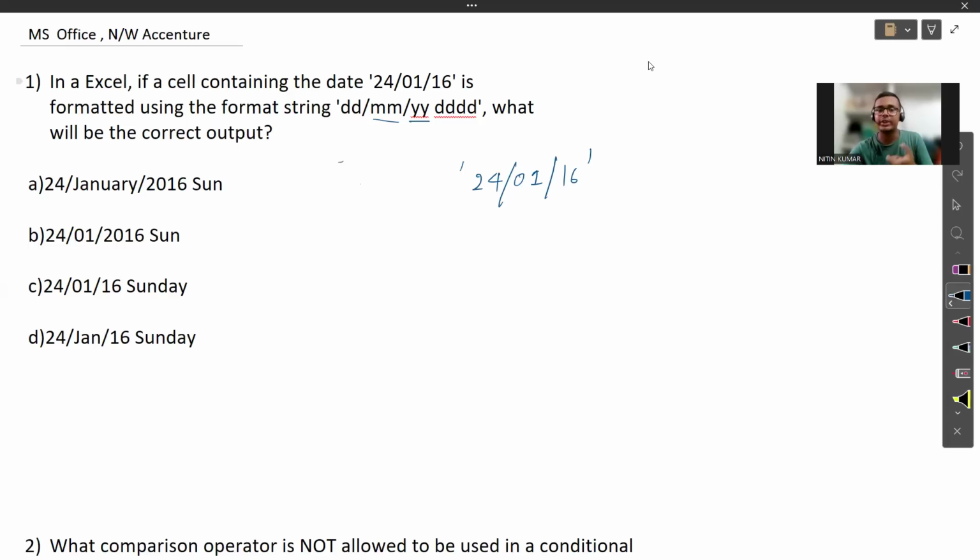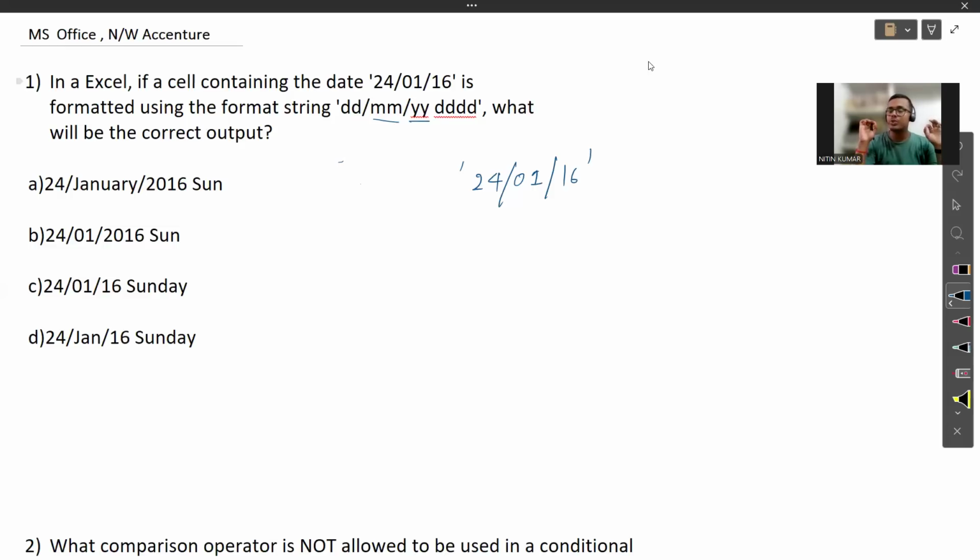But the thing to note is that after that there is a special format like DDDD. So what does this actually mean? It will conclude which day of the week it is. There are 7 days in a week, so we just have to represent which day it could be. So the question is nothing but very simple.